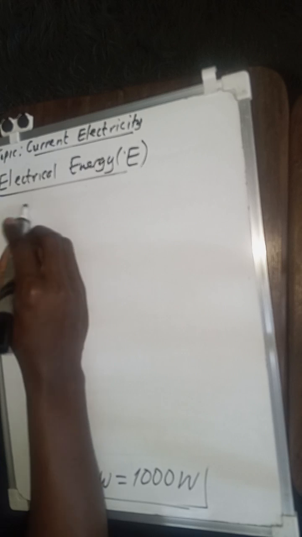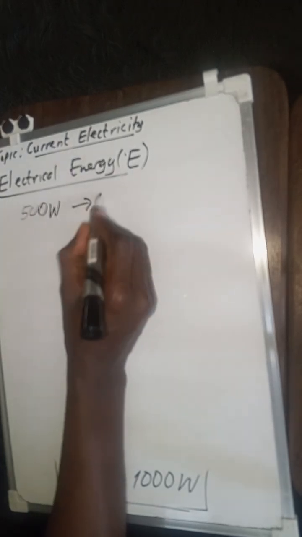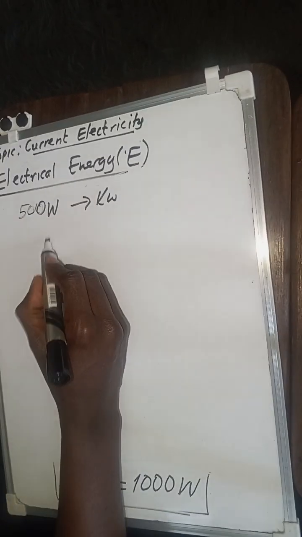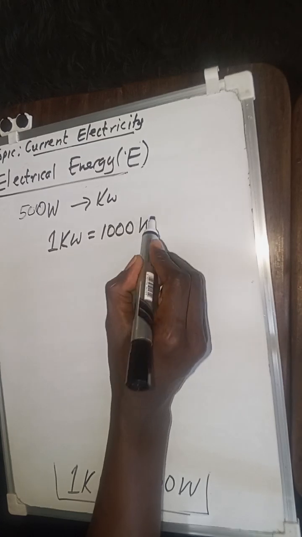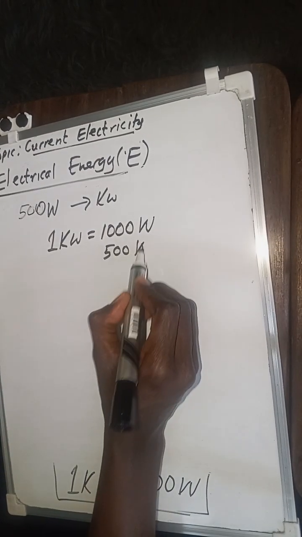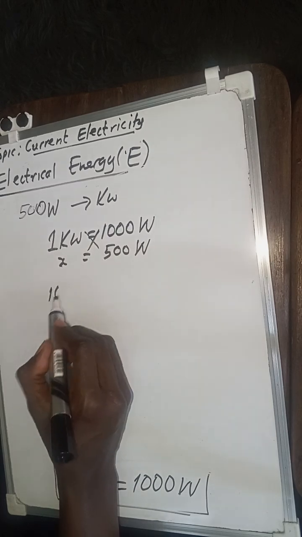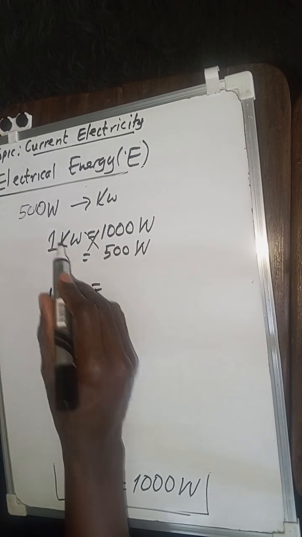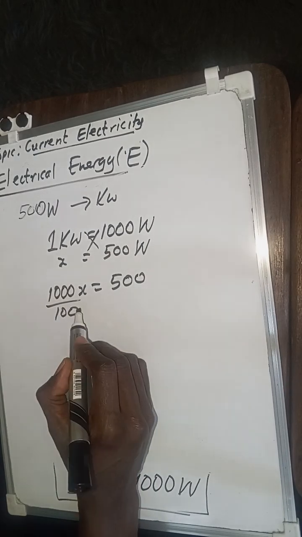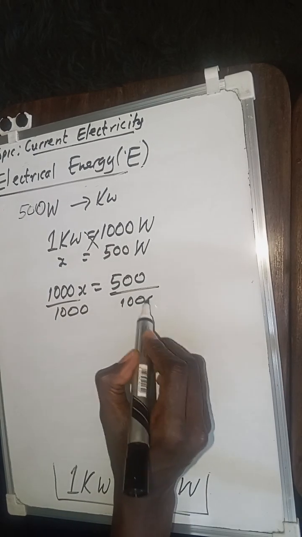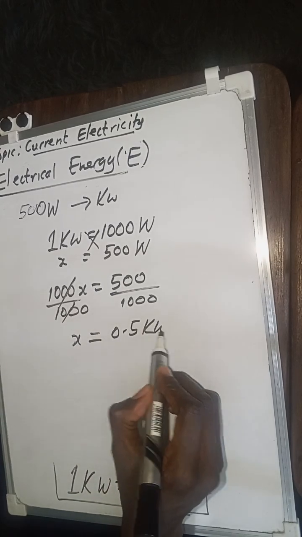For example, if I tell you to convert 500 watts to kilowatt, remember 1 kilowatt is equal to 1000 watts. So you can just say 500 watts, how many kilowatt will that give me? Cross multiply. This times that is 1000 X, which is equal to this times that, 500. You are going to divide by 1000. What you do this side, you do the other side. So your X will give you 0.5 kilowatt.